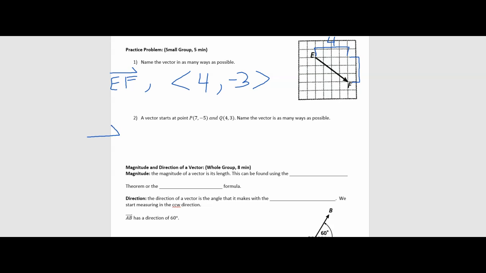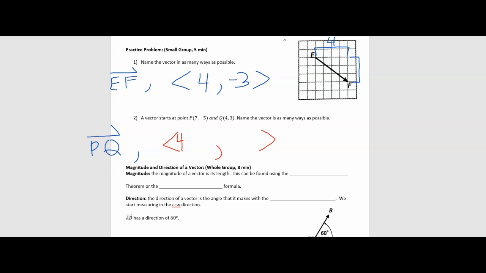For number 2, again, the first way I could do it would be to name it with my starting point, P, and then my terminal point, so vector PQ. Or I could name it in component form. To go from 7 to 4, I can just use some subtraction, and you have to be careful, because I'm actually traveling to the left here to go from 7 to 4 on the x-axis. So you're really doing 4 minus 7.